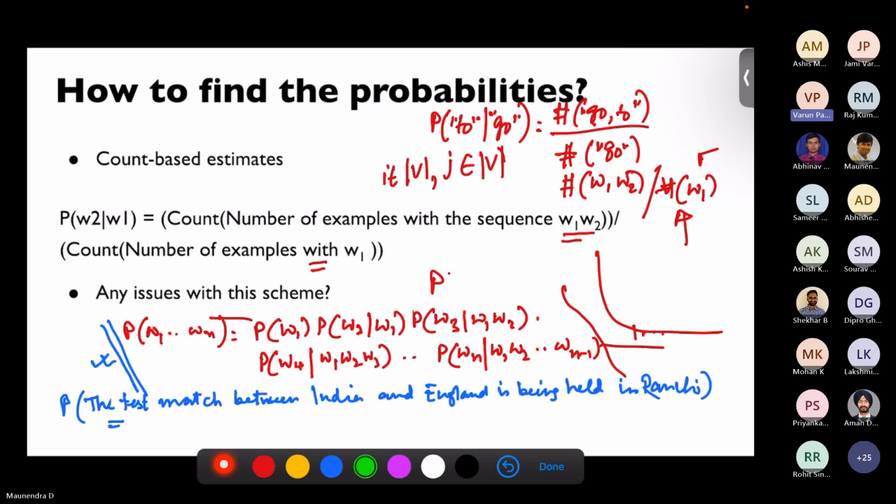But let us say if we have Rajkot instead of Ranchi, and if we don't have Rajkot in our training examples, then it will lead to zero probability even though the sentence is correct. Okay. Anyone else? Maybe we'll wait for one more answer and then we'll proceed to the discussion.